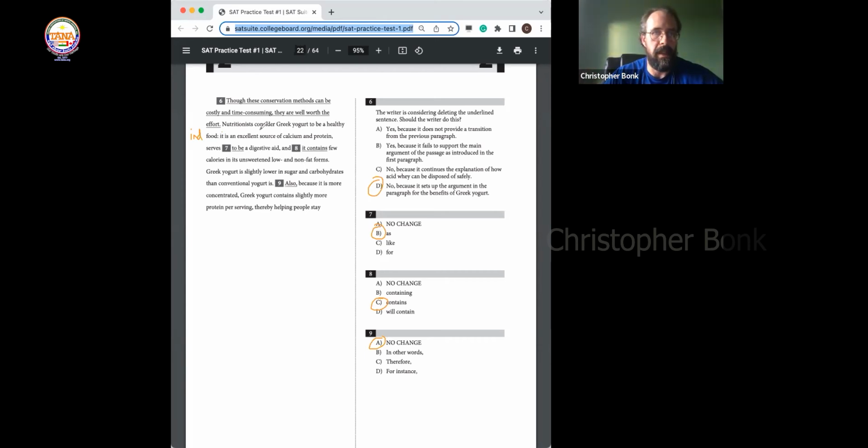And so because it was a listing of 3 items, "it is an excellent source of calcium and protein, serves as a digestive aid, and contains few calories in its unsweetened, low non-fat forms." That's why it won't be "and it contains" right there, because we have the colon to start things off. So in isolation, it could be either, with the colon helping us out. That clarifies that it must be C as our choice right there.